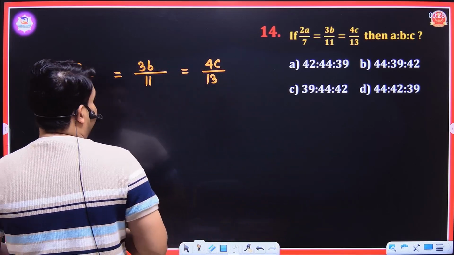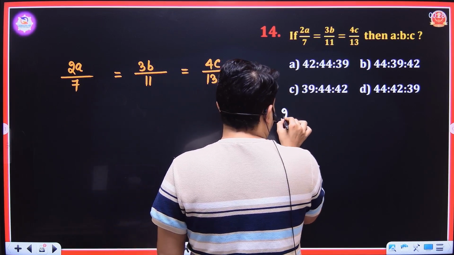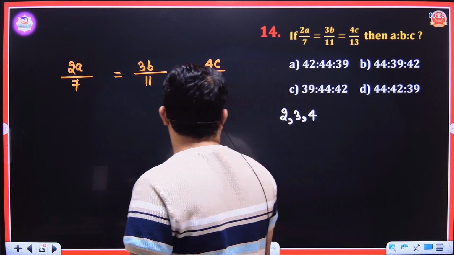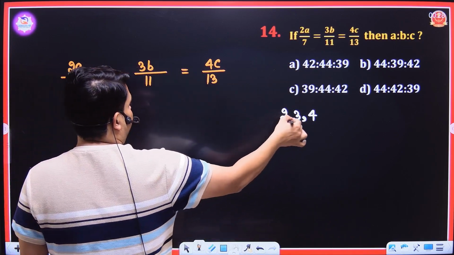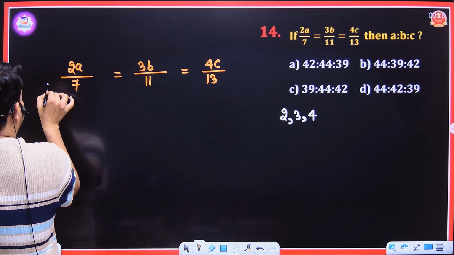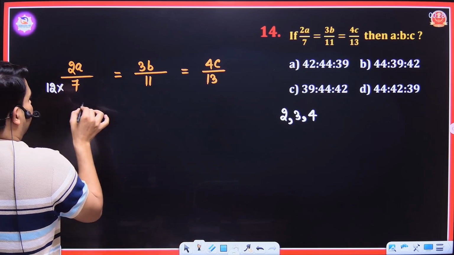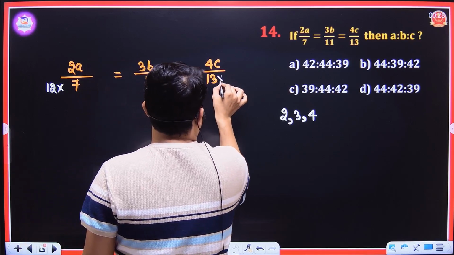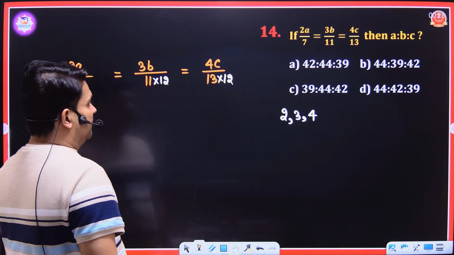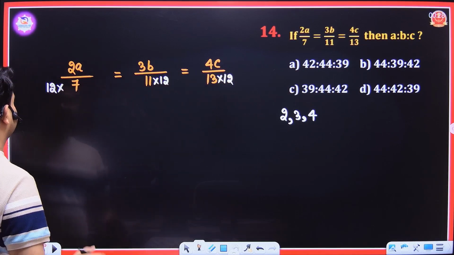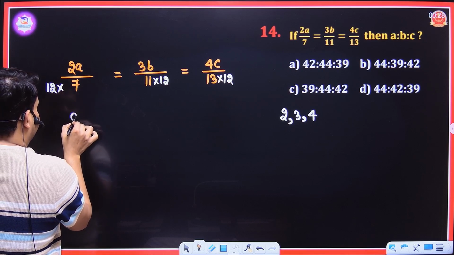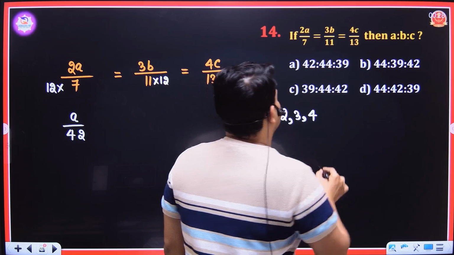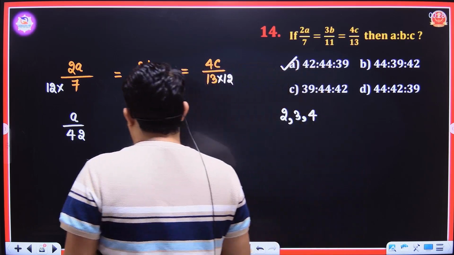See, what will we do first? We have to take the LCM of 2, 3 and 4. And what is the LCM of 2, 3 and 4? That is 12. So we will multiply the denominator by 12. Why? Because we have to make the numerator 1. See, 2 sixes are 12 and 7 sixes are 42. So A upon 42. So 42 is the value of A, and this is in only option number A. This is my answer. What do we have next?